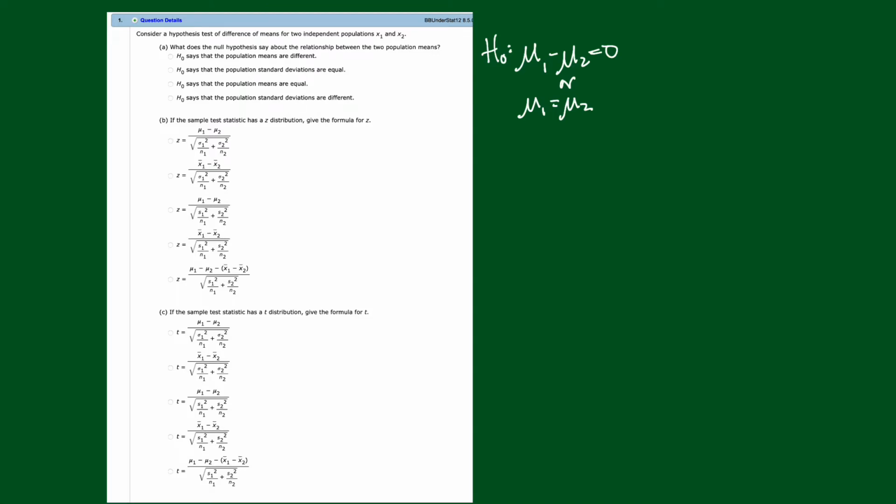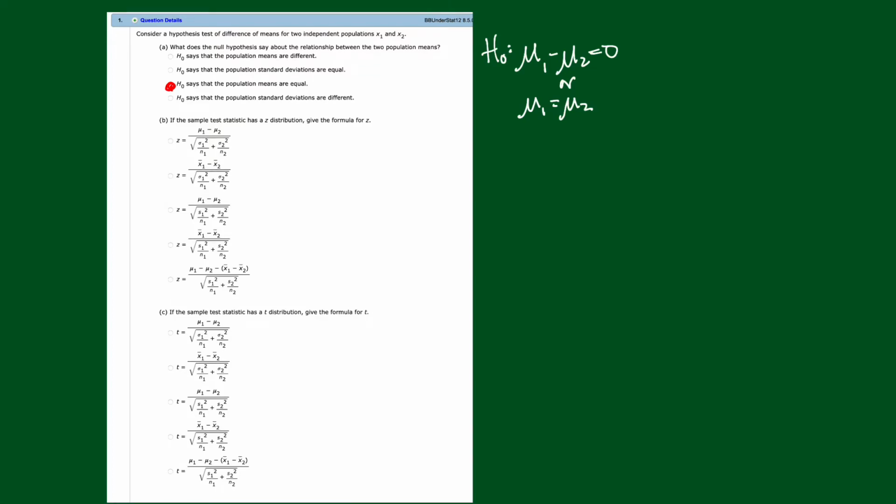So is that one of our selections here? H naught says that the means are different. No. H naught says that the standard deviations, no, it has nothing to do with standard deviations. H naught says the population means are equal. That's what we're going with. Standard deviations. Now we're going to go with this one right here.